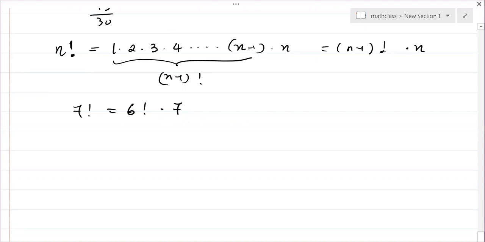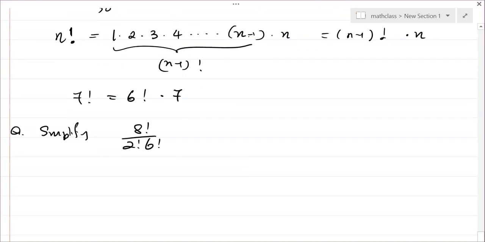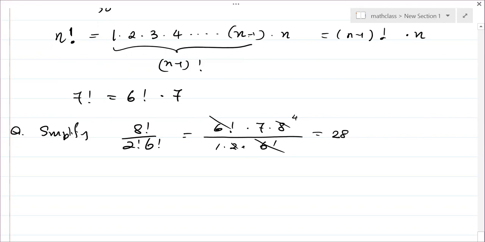So if you know this, then you can simplify 8 factorial over 2 factorial times 6 factorial. How do you do that? Well, you don't need to multiply out 8 factorial. You use that 8 factorial is 6 factorial times 7 times 8. 2 factorial is 1 times 2, and then 6 factorial. So 6 factorial cancels out. Then this cancels out, so you get 4. Then you get 28. So that's how you do that.